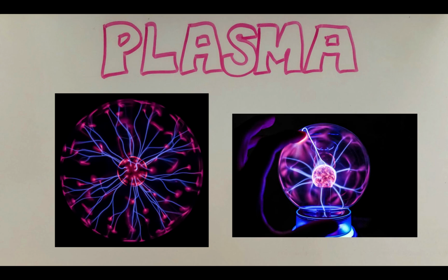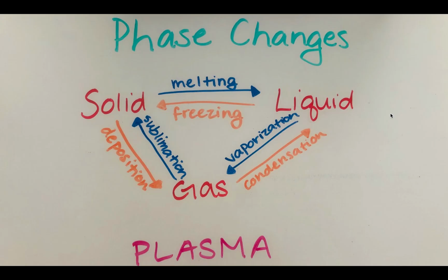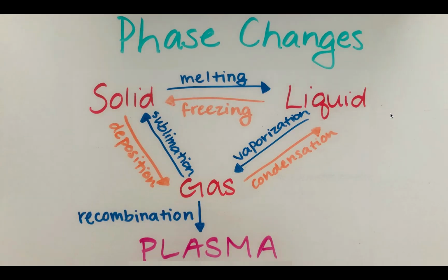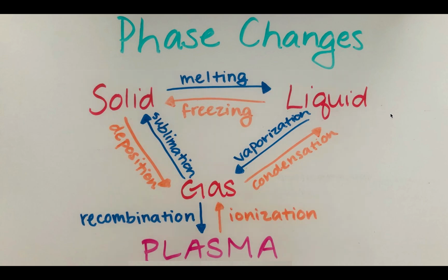Plasma balls are clear gas containers filled with a mixture of various noble gases with a high voltage electrode in the center of the container that are often used in science classrooms. To go from gas to plasma, use recombination, and to go from plasma to gas, use ionization.